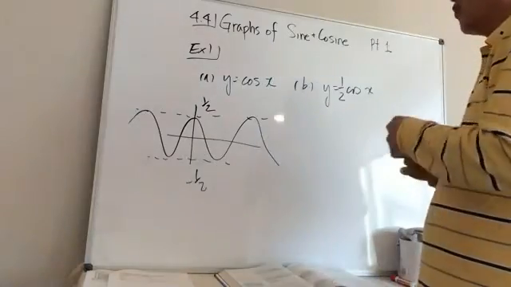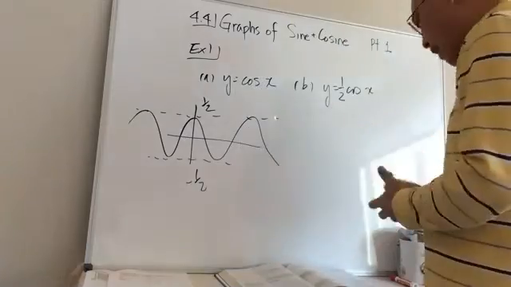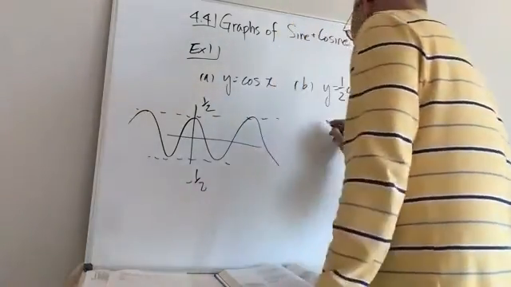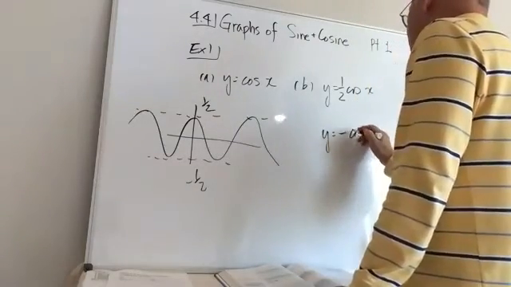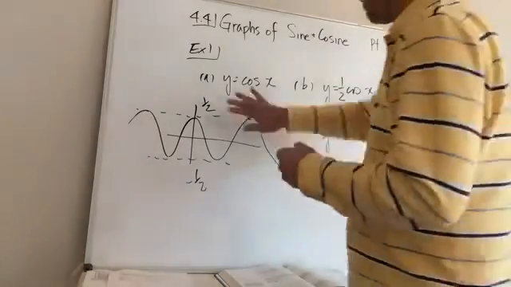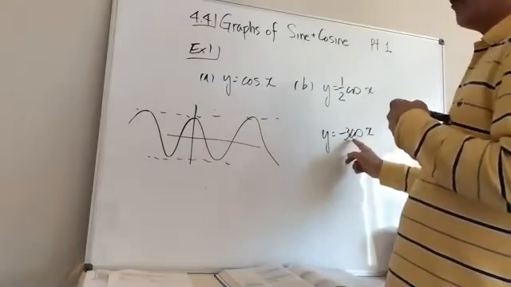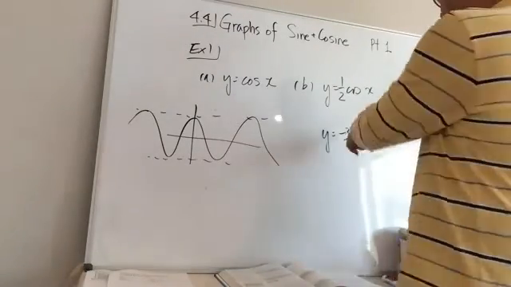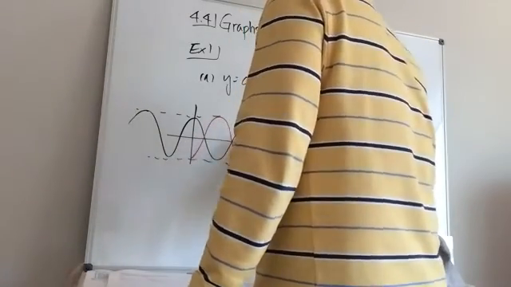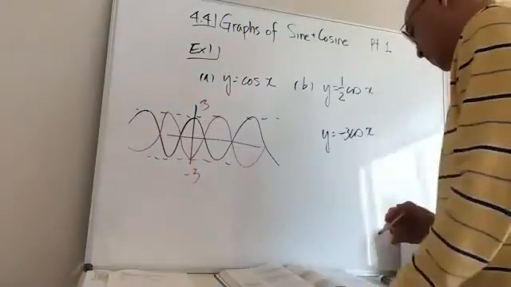So what did you do? You vertically shrunk it by 1/2, right? Okay, that's what you did. And if you have y is equal to negative cosine 3x, okay. So we started with 1, we're at 1, 1 here, right? But over here, I'm going to go 3 and 3 now, right? But I'm going to go negative, so the graph is going to look like this. Negative 3 and 3. Okay, all right.